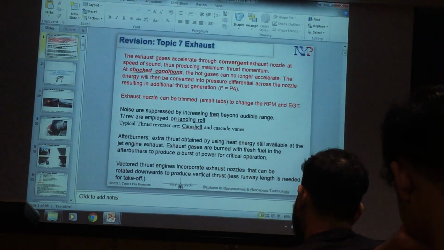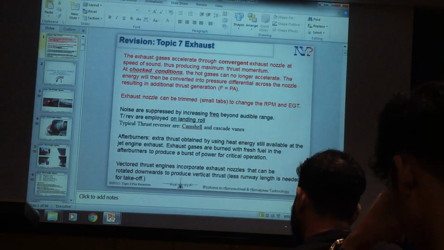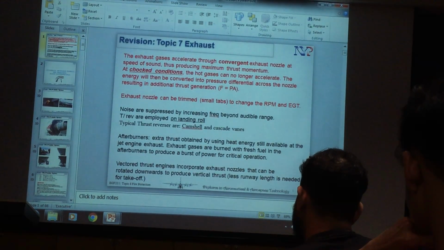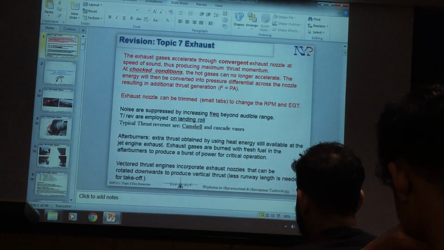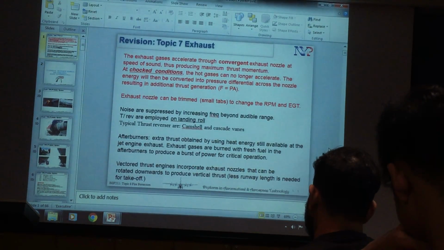What are the side effects? You affect your RPM. It may slow down your RPM. It may increase your EGT. Remember, you choke it, you slow down. Your temperature will rise up. So this is your side effect. The only other difference is the noise, all this, at the exhaust.